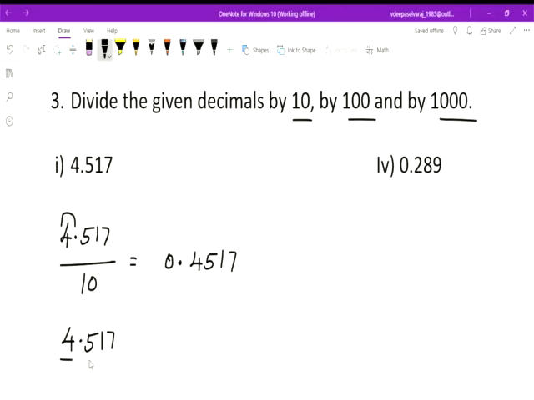Now 4.517 divide by 100. When we divide by 100, the decimal places shift 2 places to the left hand side. So here there is no number, so you added 0 there itself. Okay, so for what you will get? 0.04517.